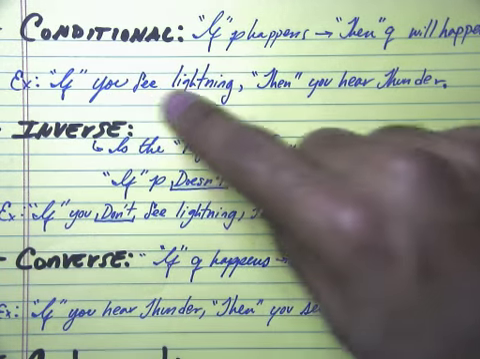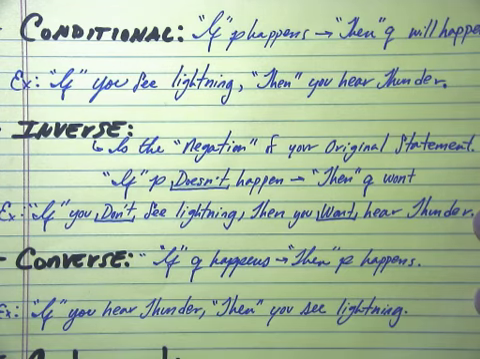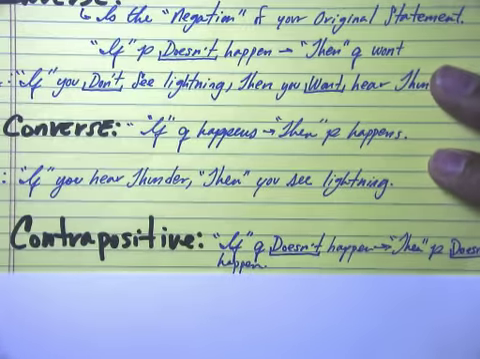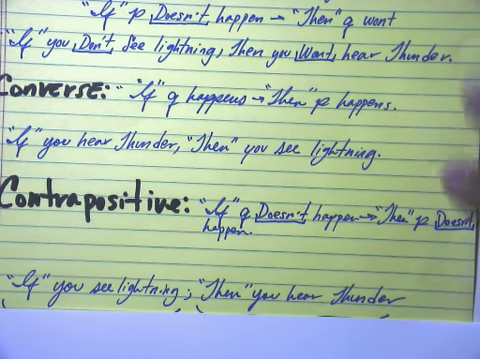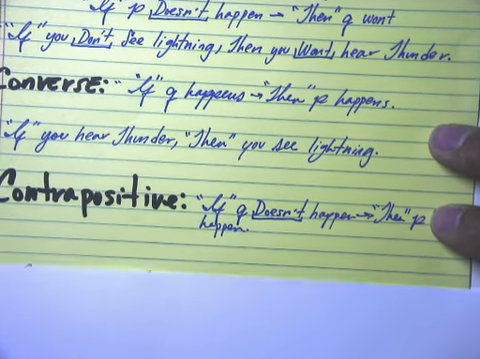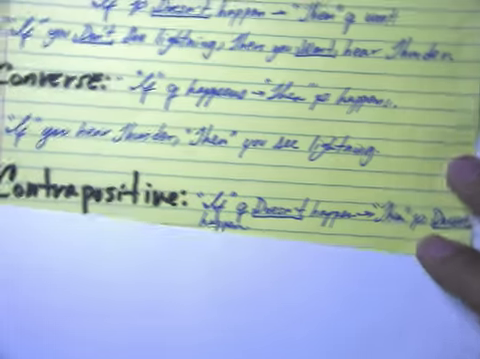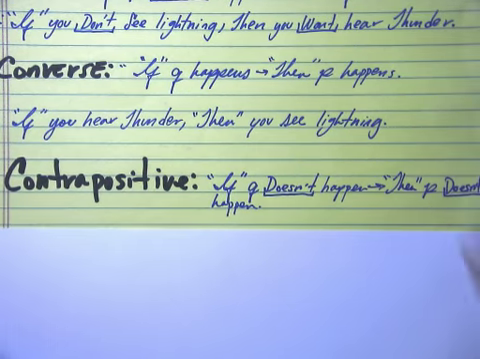So let's take a look here at an example of contrapositive. If my original statement is, if you see lightning, then you hear thunder, well then my contrapositive is going to be, if you, oops, I forgot to write it down. Give me 1 second to write it down, guys.